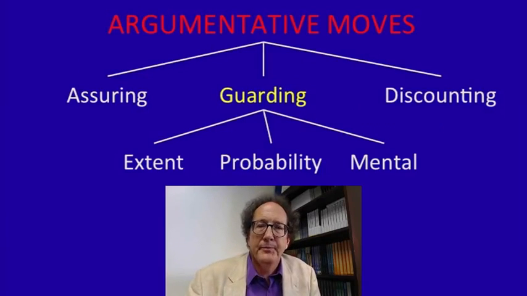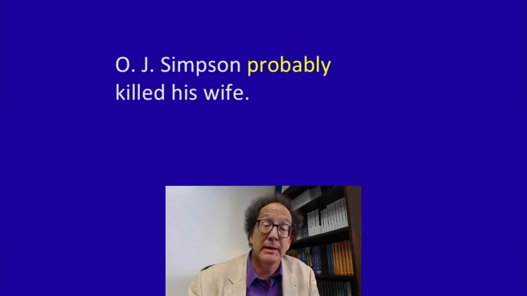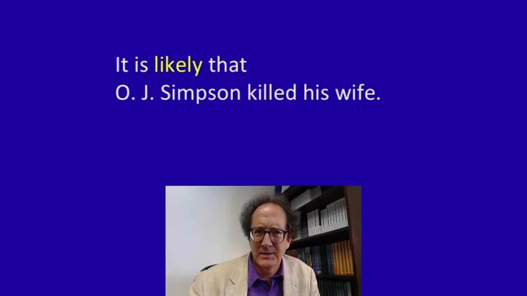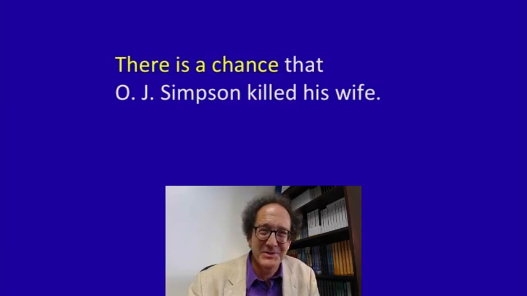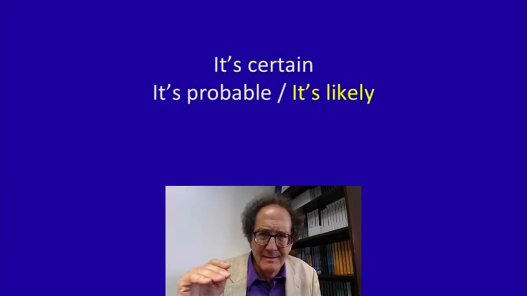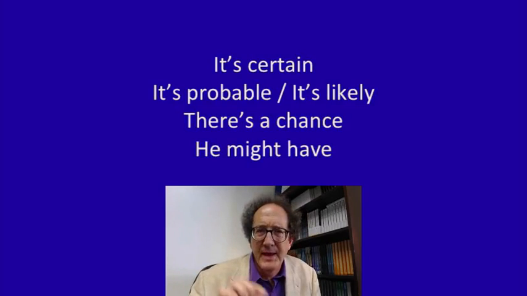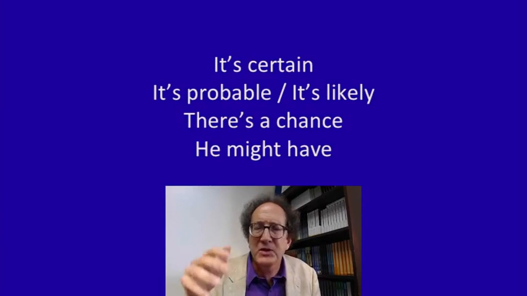The second kind of guarding concerns probability. Now, some people would say it's absolutely certain that O.J. Simpson killed his wife. And other people say, well, he probably killed his wife, or it's likely that he killed his wife. And others will say, there's a chance he killed his wife. And others will say he might have killed his wife. So when you change from it's certain to it's probable, or it's likely, or there's a chance, or he might have, again, you're moving down a continuum. And the further you move down that continuum, the easier it is to defend your premise because you're claiming less.